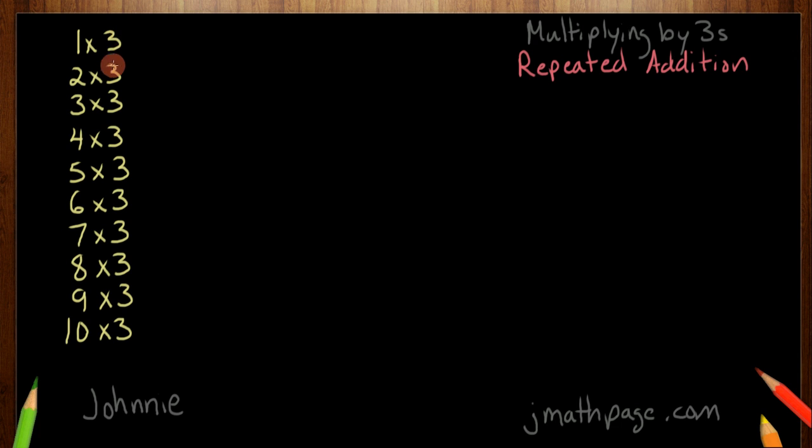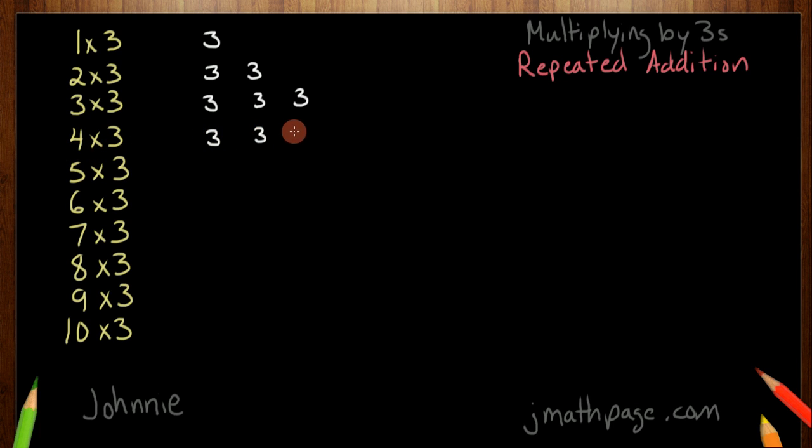So let's think about this a bit. When I see 1 times 3, and I'm thinking about repeated addition, that means I'm going to add 3 one time. So let me go ahead and write a 3 over here. If I look at 2 times 3, and I think about repeated addition, that means I'm going to add 3 2 times. So I'm going to have a 3 and another 3. 3 times 3 is 3 added 3 times. 1, 2, 3. 4 times 3 is 3 added 4 times.